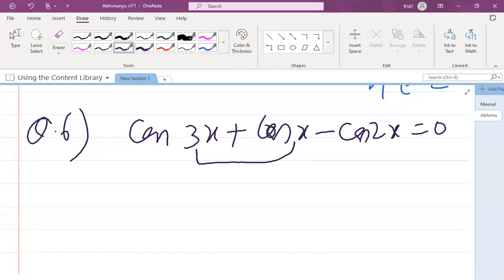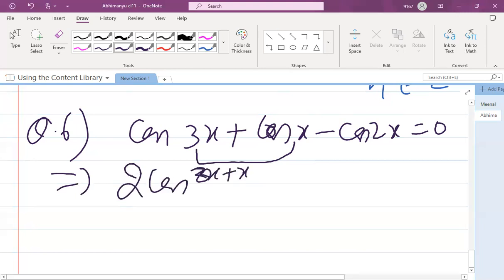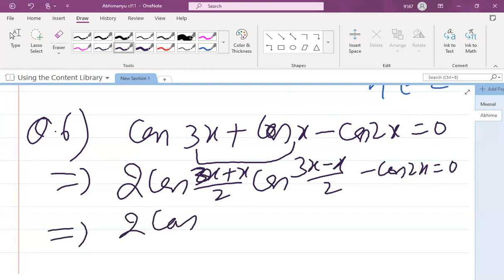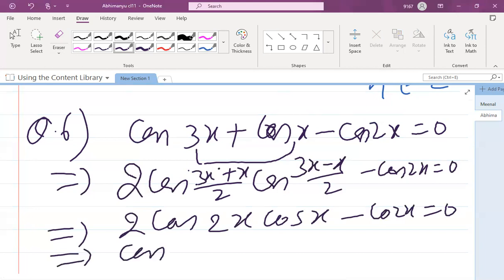If rearrangement is needed, we will rearrange. So we have 2 cos (3x plus x)/2 and cos (3x minus x)/2 minus cos 2x equal to 0, and this implies 2 cos 2x cos x minus cos 2x equals 0, since 3x plus x is 4x, 4x by 2 is 2x. And cos 2x can be taken common from these two terms, and we have cos 2x (2 cos x minus 1) equals 0.